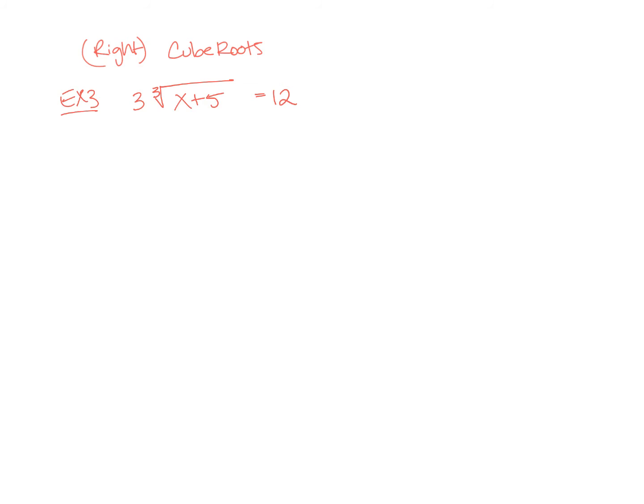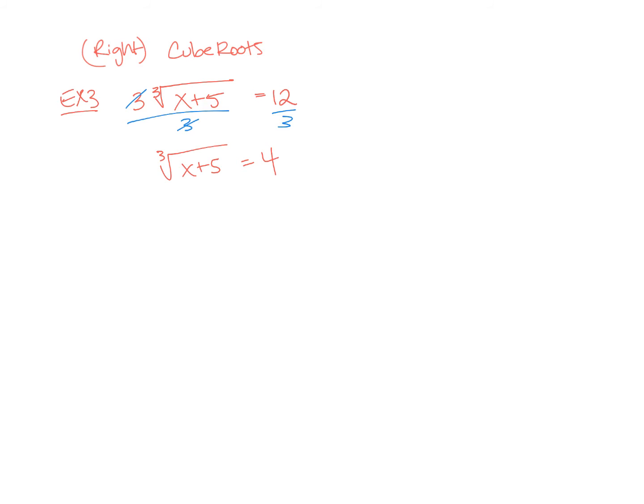So my steps are the same as we wrote on the left side. The first thing I'm going to do is isolate my radical. That means that I need to get rid of the times 3. So I'm going to divide both sides by 3. And I'm left with the cubed root of x plus 5 on the left side equals 4.